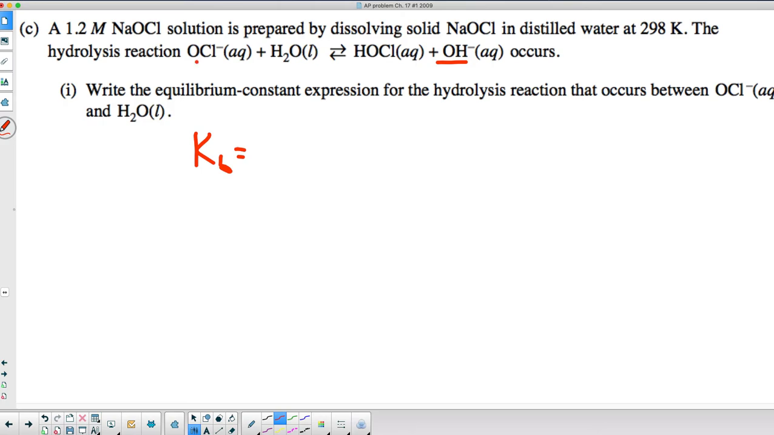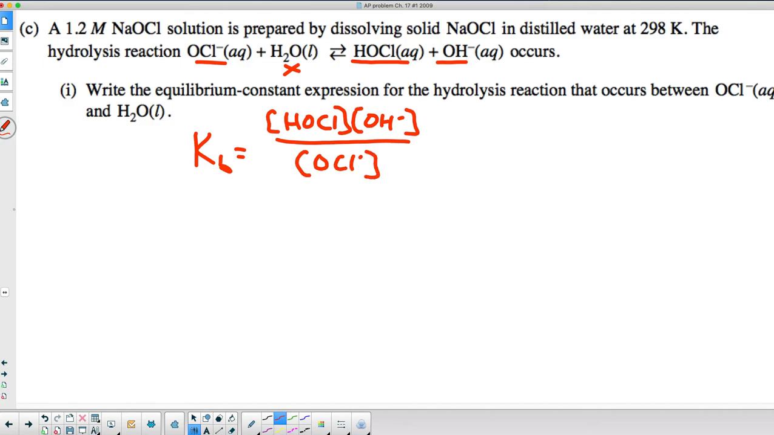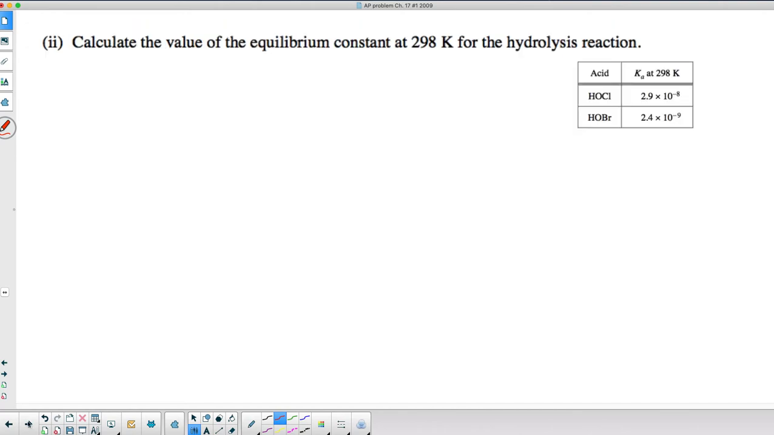So we're going to do what we've always done. We don't write water because it's a pure substance. We write everything else, products over reactants, which means HOCl times the concentration of OH minus, all divided by OCl minus. Then the question becomes: calculate the value of the equilibrium constant. That means we're looking for the Kb.